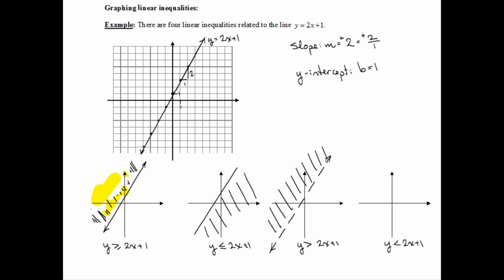Y less than 2x plus 1. Here, again, we will draw the line, but we will draw a dashed line to indicate that the boundary is not included. So now we get this. Everything below the line is shaded. So everything down there. This is the idea on graphing linear inequalities.